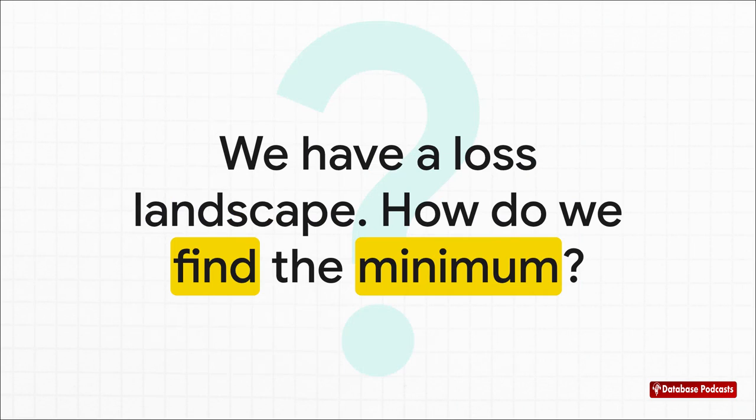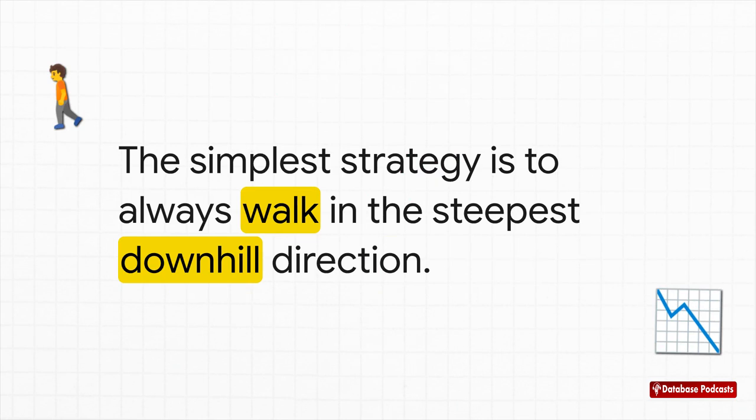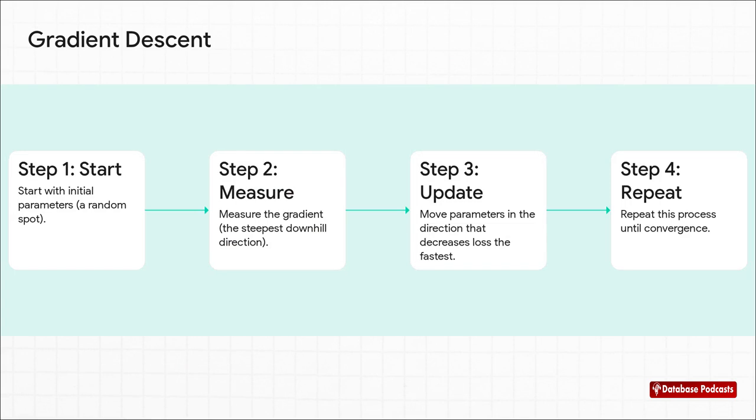Okay, so we have this landscape, right? Our goal is to find the bottom. But how do we actually do that? We've got the map, this loss function, but what's our navigation strategy? How do we find our way down? Well, you start with the most intuitive thing you can think of. You just walk downhill. From wherever you are, you find the steepest path down and you take a step. This whole process, this step-by-step walk, is called gradient descent. It's a really careful, methodical way to get to the bottom.